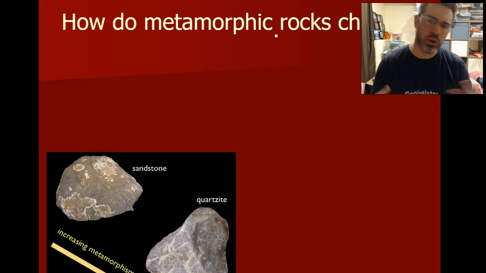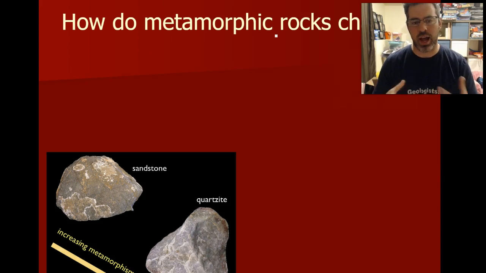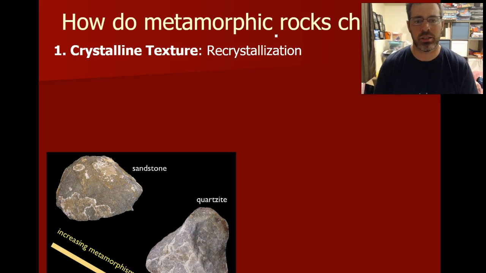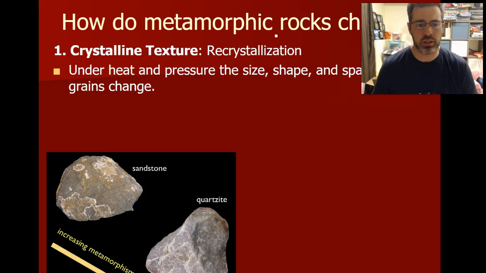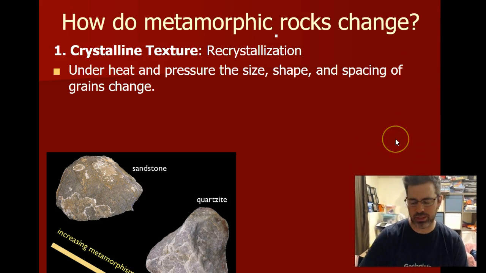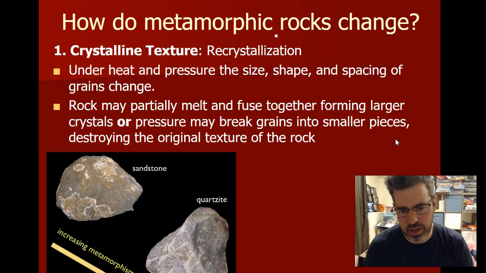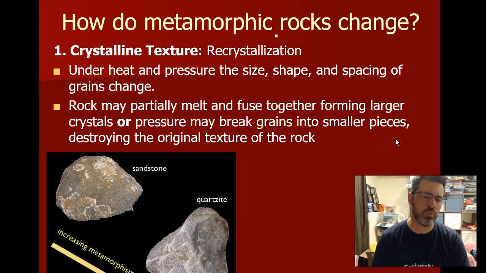Okay? So we have all this heat, all this pressure affecting the rocks, right? And there's a term that is only used with metamorphic rocks. And that term, guys, is the term recrystallization. Repeat it to me, recrystallization. Okay, what does that mean? So under heat and pressure, the size, shape, and spacing of grains will change. Rocks may partially melt and fuse together, forming larger crystals, or pressure may break the grains into smaller pieces, destroying the original texture of the rock.